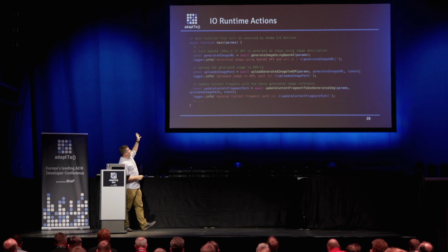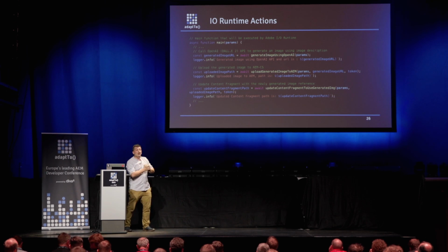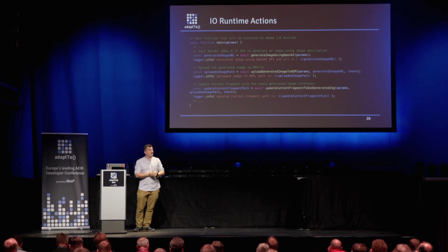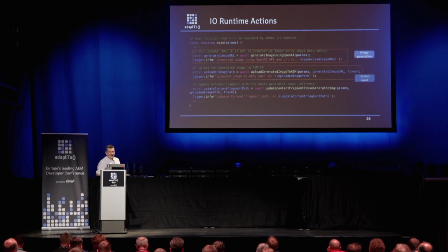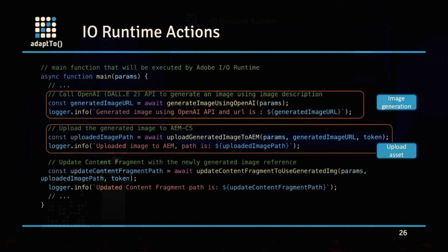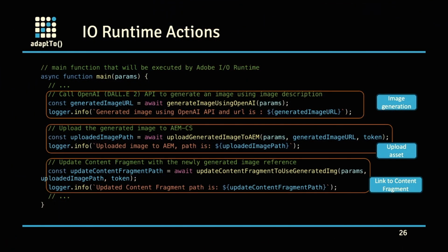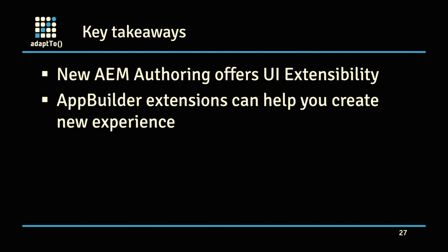But we have a main action, which is the entry point of any App Builder I/O Runtime application. And in that app, one after the other, we'll be doing the three actions. You will tell me there's no error management, and you will be right. But this is a demo, so we won't go too much into that. Yes, so we do first image generation, we do upload to assets, and we link the content fragment.